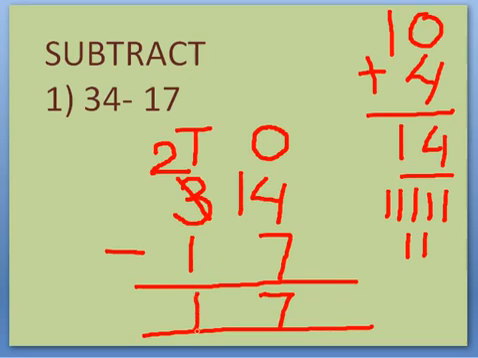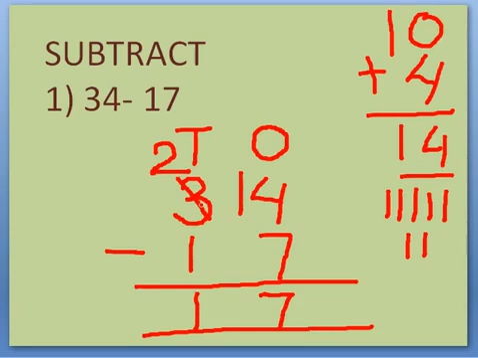Okay. So when we subtracted 34 minus 17, what did we do? First we wrote the places. Then we wrote the numbers. We wrote the larger number first and the smaller number after that, and we started our subtraction. Then we started our subtraction from ones place. At ones place, the number was 4. We cannot subtract 7 from 4.